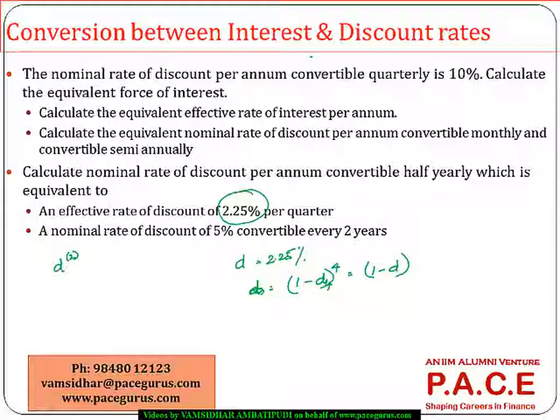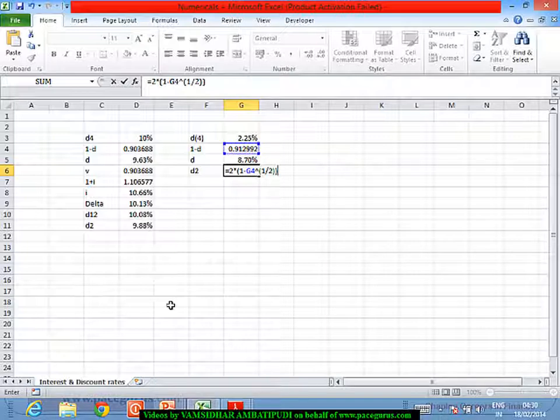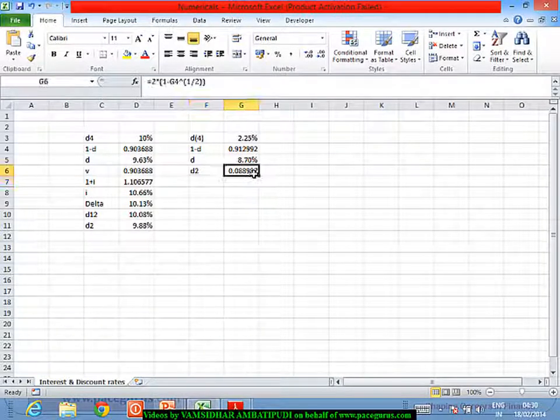As we have said, 1 minus D is equal to 1 minus D2 by 2 to the power 2. So if I start taking this as half, this will not exist. 1 minus, this will not exist. 2 into, this will not exist. So D2 becomes 2 into 1 minus this. So if I want to find out D2, it's nothing but 2 multiplied by 1 minus 1 minus D to the power half. So around 8.89%, 8.9% happens to be my D2.